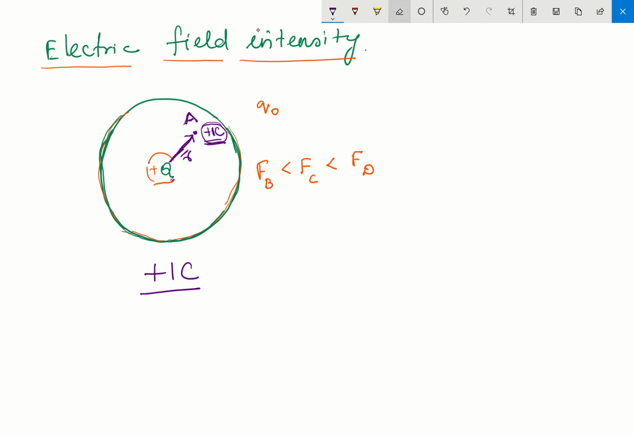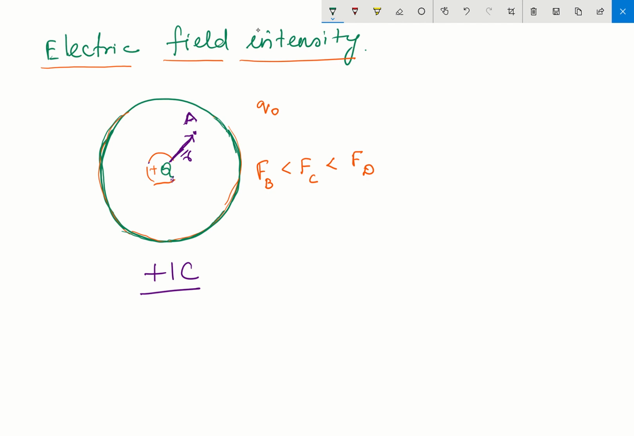Mathematically it is fine, but practically it is not possible. Why? My 1 coulomb is very huge, so it has a strong field around it. Once I keep it in the electric field of the source charge, it will influence it, which I don't want. That's a problem. So how to solve it?